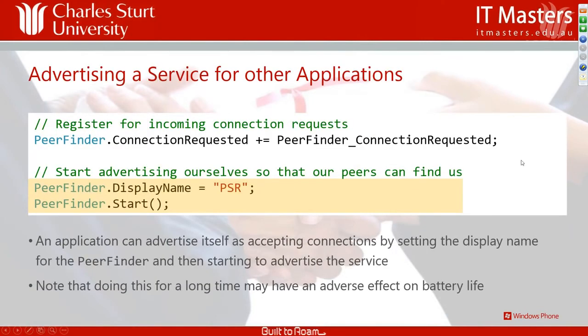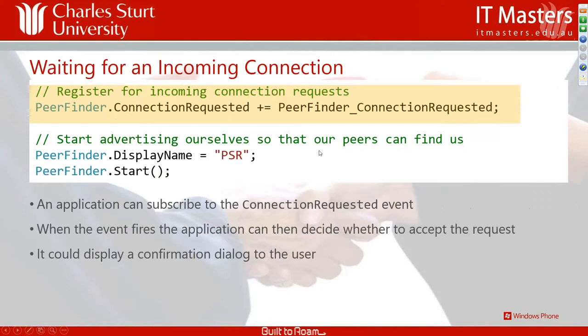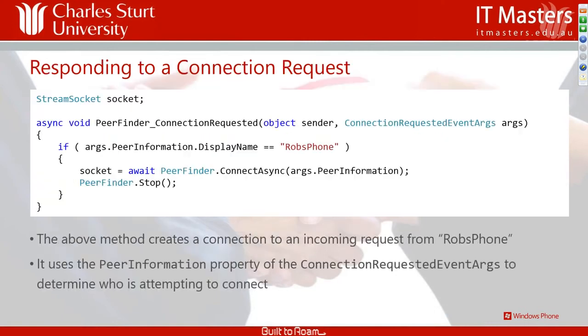Essentially, we wire up a listener for the connected request event. We set the display name and trigger start on the peer finder. This essentially sets our device into a broadcast mode. Once a connection is received, an event is raised within our application, where we can query the connection that's been requested, determine whether it's a device that we want to connect to, and then again use this connect async method to establish the socket connection to that device.